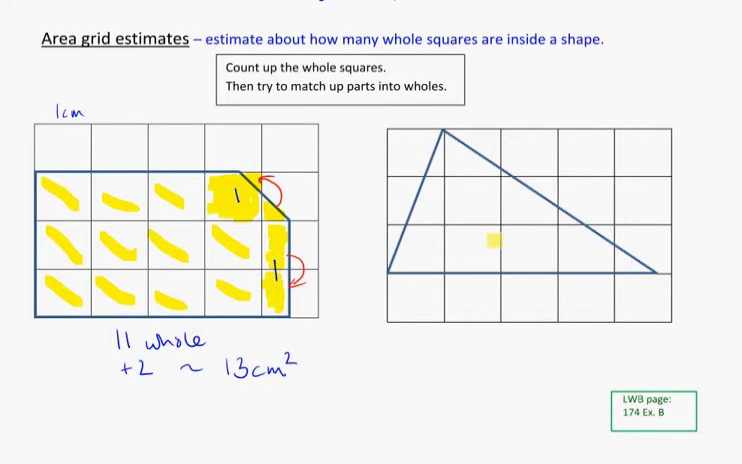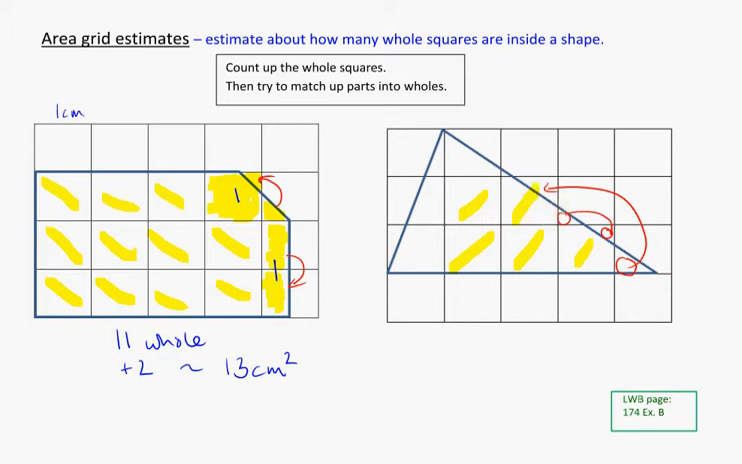In this example, 1, 2, 3 wholes that are pretty obvious. And if I take some of these pieces, how about this one, and tack it back into here. So that's going to be one more that I'll add on. And if I take this piece down here and tack it back up to that bit up there, that might be a whole other one.